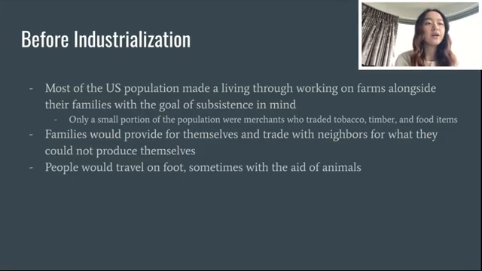Prior to the market revolution, most families lived and worked on farms alongside their own families, farming and working with the goal of subsistence in mind. Only a small portion of the population were merchants who traded tobacco, timber, and food items. Most families would raise their own food, spin their own wool, and trade with their neighbors for what they could not provide for themselves.